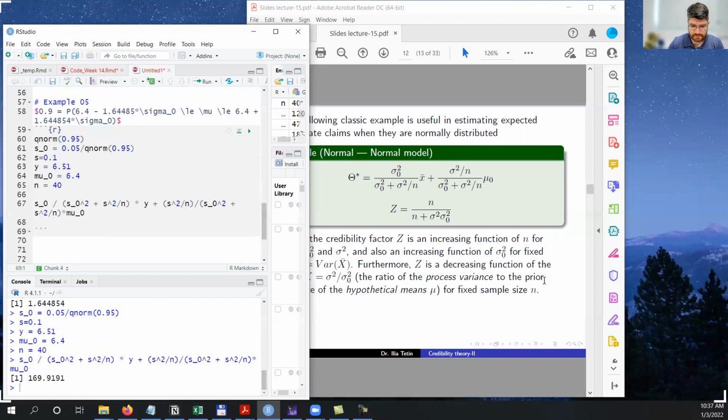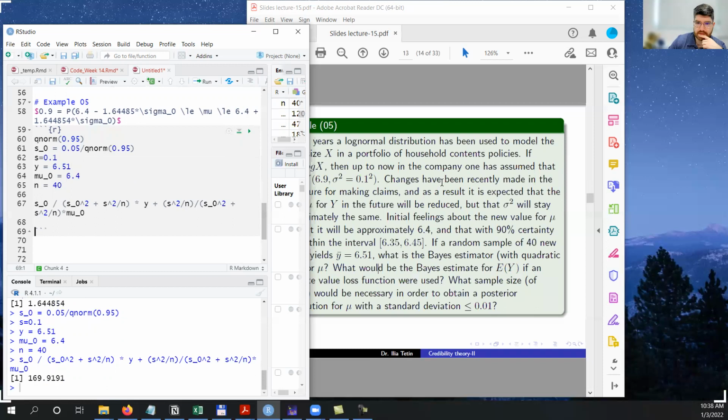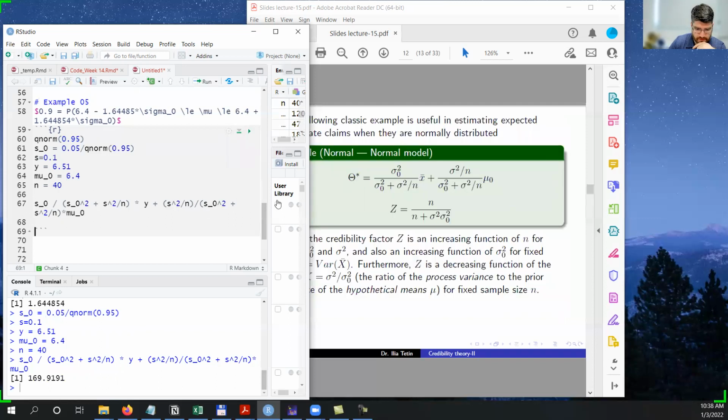Okay, so we have 169. Is it correct or not? I think it's not correct. S over S0 squared. Yeah, S0 squared is the information over here.